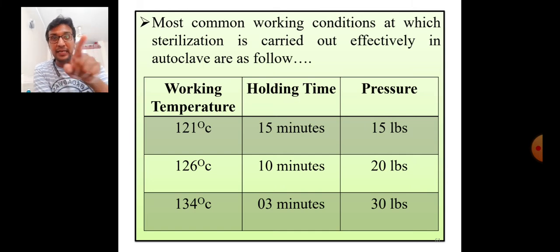When the pressure is 15 lbs, look at the table. When the pressure is 15 lbs, at that time the working temperature becomes 121 degrees Celsius. When the pressure is 20 lbs, at that time the inner temperature of the autoclave is 126 degrees Celsius. When the pressure is 30 lbs, at that time the inner temperature of the autoclave vessel is 134 degrees Celsius.